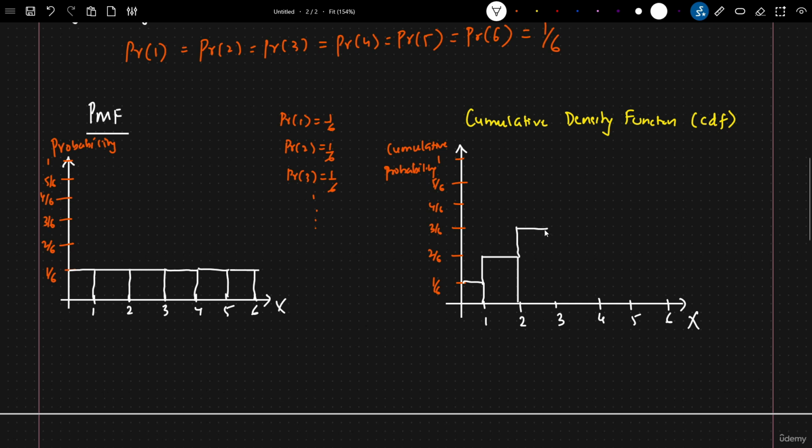So it is nothing but we'll go ahead and add up these 3 probabilities, 1 by 6, 1 by 6, 1 by 6. So it is nothing but 3 by 6. Similarly for 4, it will become 4 by 6. Similarly for 5, it will become 5 by 6. And finally, this value will be 6 by 6.